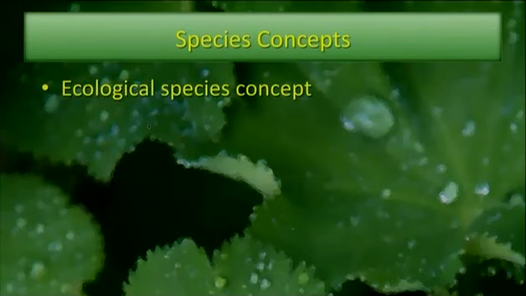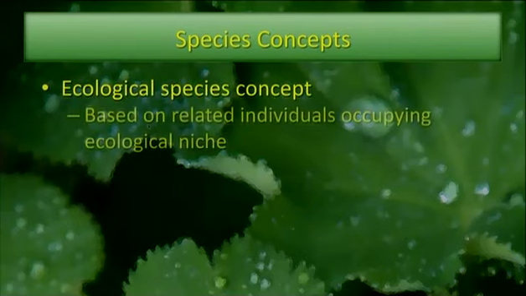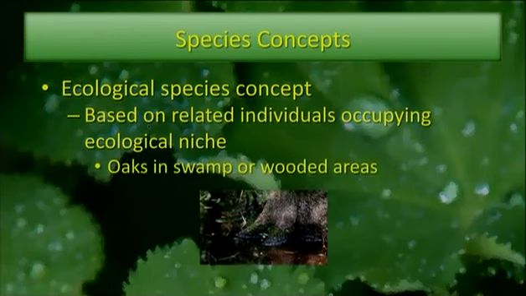We have also the ecological species concept, which is based on related individuals occupying a particular ecological niche. We assume that the evolution of species is governed by ecological differences. So you might have an oak that's able to breed with another oak, and they might grow near each other, but be in different ecological niches, like oaks that grow in swampy wetlands and those that grow in heavily wooded areas. Completely different ecological niches, so there would be different species.